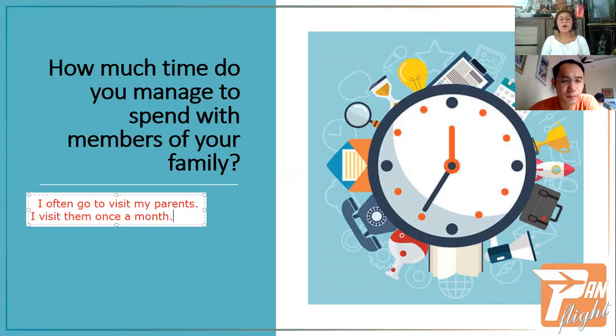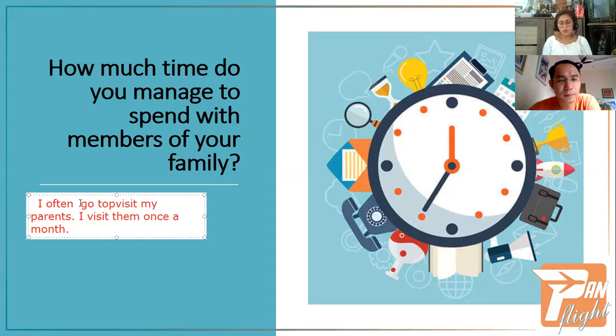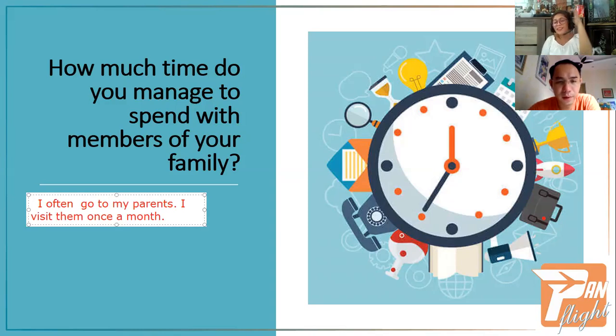Okay. I often visit my parents. I visit them once a month. Is that correct? Yeah. Okay. How about your family? Your family there, not your parents. Do you have time with your kids? Your wife?